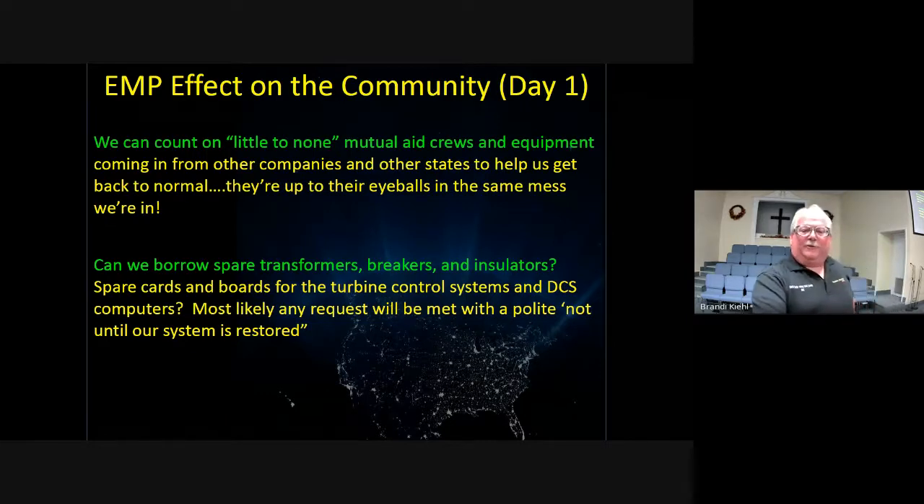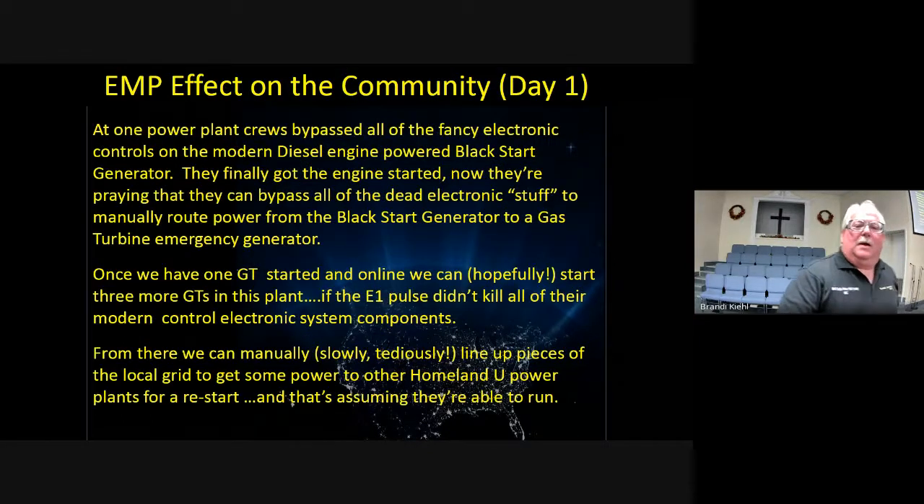Can we borrow spare transformers and breakers and insulators and cards and all that kind of stuff? Not until our stuff's working, okay? There's not going to be any mutual aid opportunity here. Okay, out at my old power plant, they'll have people out there bypassing the fancy electronic control systems trying to get stuff to work manually. The problem with that is we have a much smaller crew nowadays than we did 25, 30 years ago when I started, because we've automated everything. So they're going to be running around like chickens with no heads.